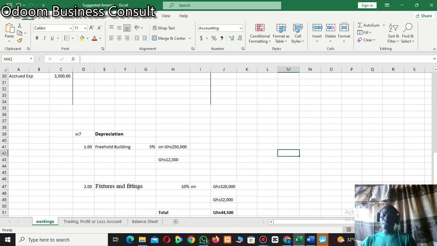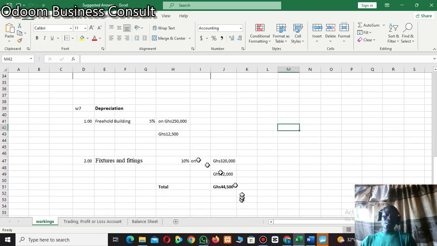You can present it line by line item, or you can take the sum of this and that. Okay, because we have done our working very neat and nice, if you give a reference to it on your final presentation, the examiner will know where this figure is coming from.